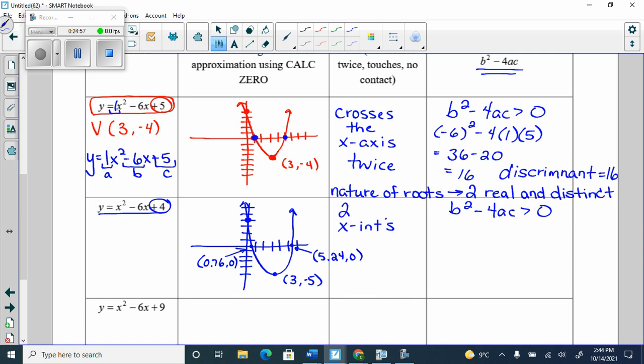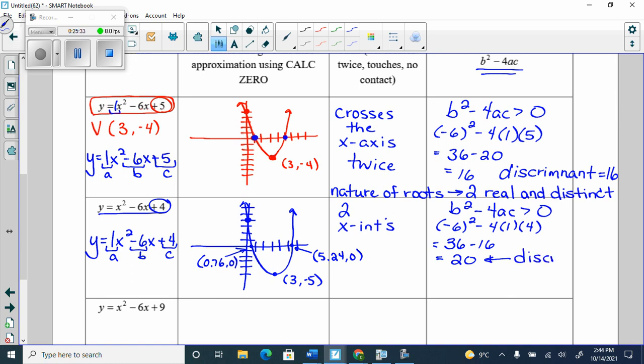If I ask you for the discriminant, you fill it into b squared minus 4ac, you give me an answer, you move on. You don't even tell me anything about it. Just give me the answer. So let's find it out. So we have y equals 1x squared minus 6x plus 4. So this is my a, this is my b, this is my c. So I'm going to get negative 6 squared minus 4 times 1 times 4. And so I get 36 minus 16. So it equals 20. So that is the discriminant.